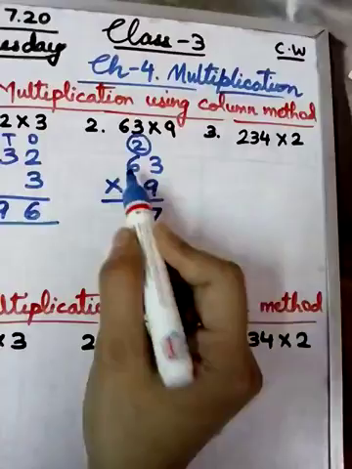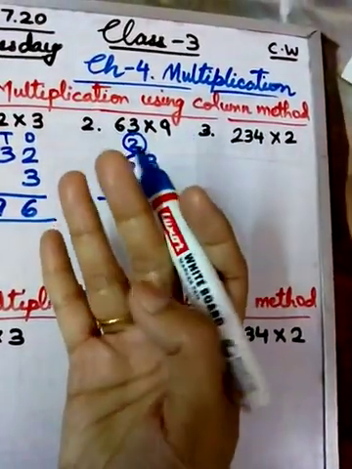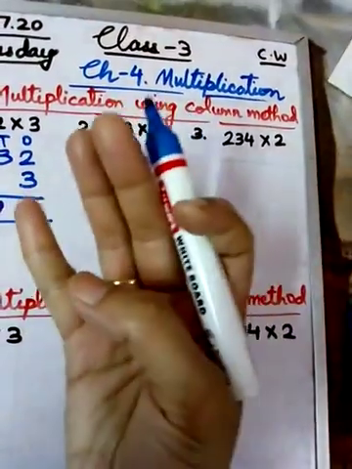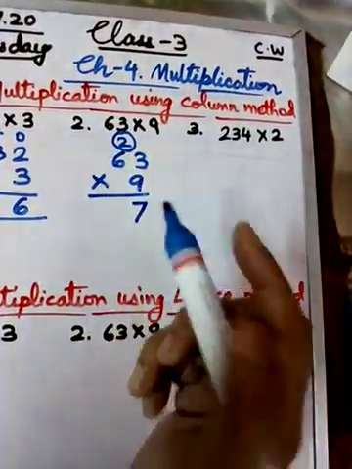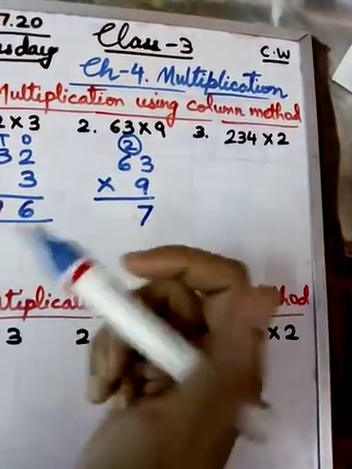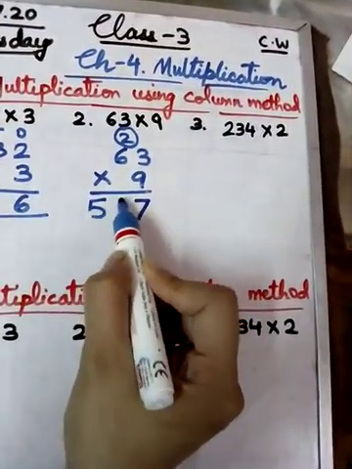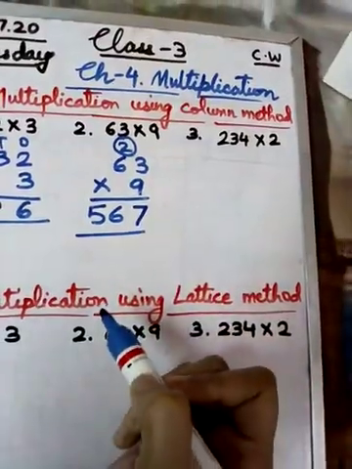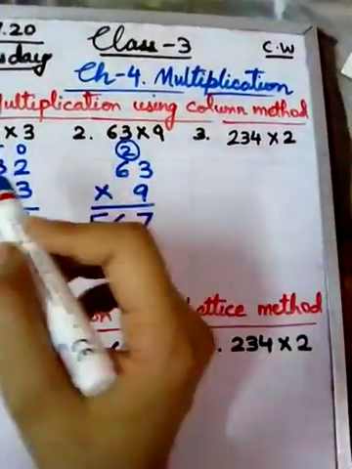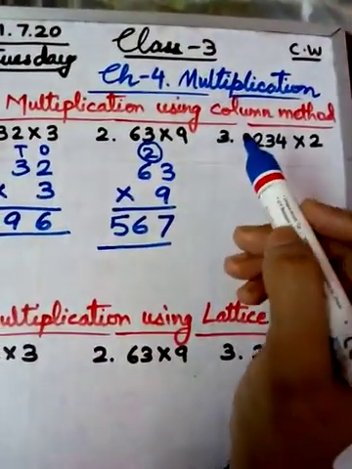Now next, 9 6s are 54. 54 plus 2 carry is 56. So write here 56. Many more examples we will do in the book. I am just telling you the types of multiplication questions.